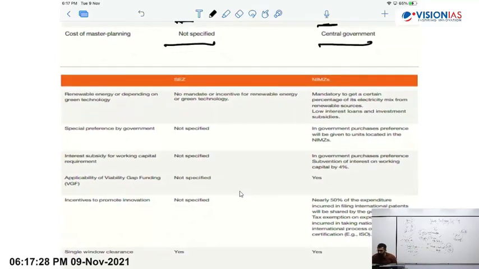See, there are certain benefits also. It is mandatory to get a certain percentage of the electricity mix from renewable sources. The last point in the objectives was clean energy sustainability. So for this, low interest loans and investment subsidies will be given. Government purchases will be given to units located in NIMZ. This is an incentive that government will procure from units in NIMZ.